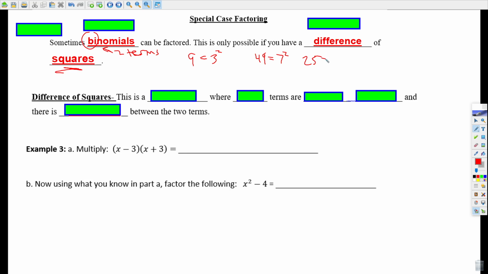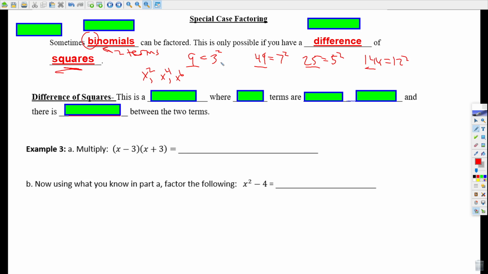What's another one? What about 25? That's 5 squared. What about 144? That one is 12 squared. So what we're looking for are these perfect squares, like 9, 49, 25, 144. And most likely you'll see numbers anywhere from 1 to 12 or so being perfect squares. If we're looking at a variable, what we're looking for is either x squared, or it could be x to the 4th, something where you can split it up into 2 and 2. You could have x to the 6th, because that would be 3 and 3. It's a little different when you have powers.